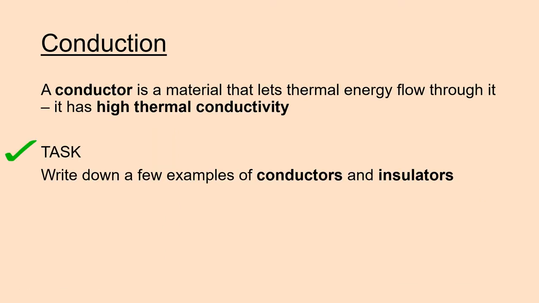Okay. Conduction. A conductor is a material that lets thermal energy flow through it. It has high thermal conductivity. So this is the opposite of an insulator. It's allowing that thermal energy through, whilst an insulator is trying to slow it down. Can you write down some examples of conductors and insulators that you know, please?